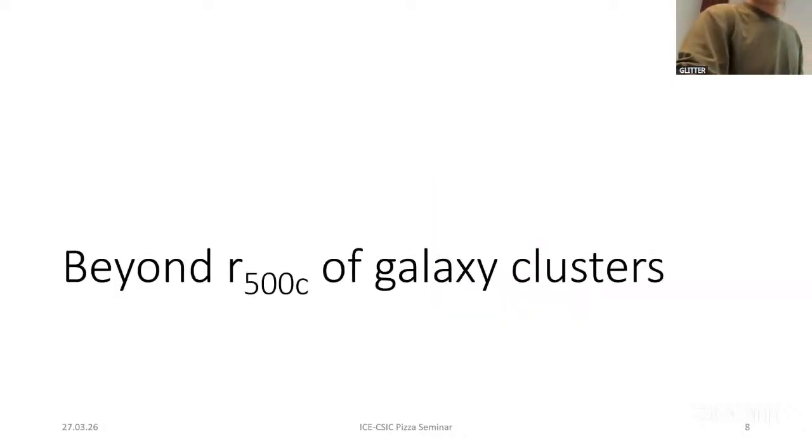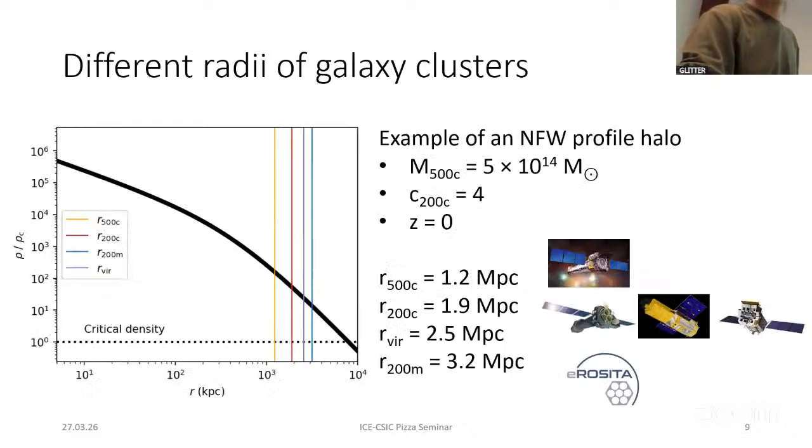So let's first have a look at the view in the outskirts. Let me first introduce how big the cluster halo is. Here we take a very simple calculation, use NFW with a high mass, 10^15 solar masses, put a typical concentration, and put it at redshift 0. Then R500c is 1.2 Mpc. It's big. And R200c is almost 2 Mpc, then the virial radius is 2.5, and R200m is 3.2 Mpc.